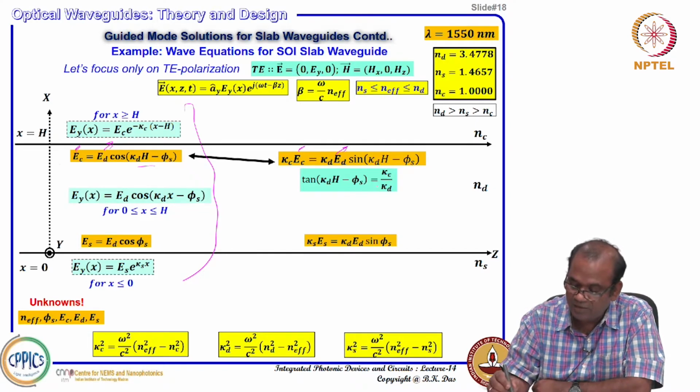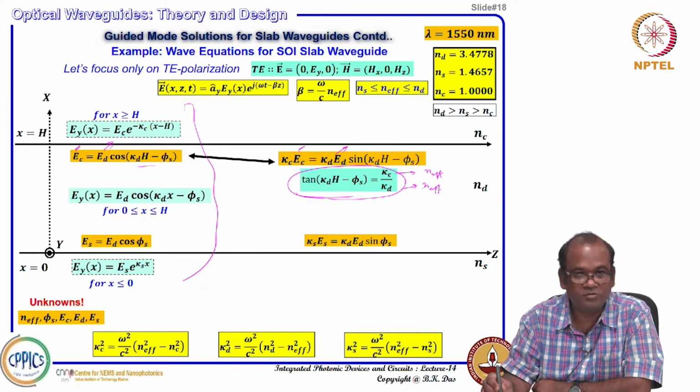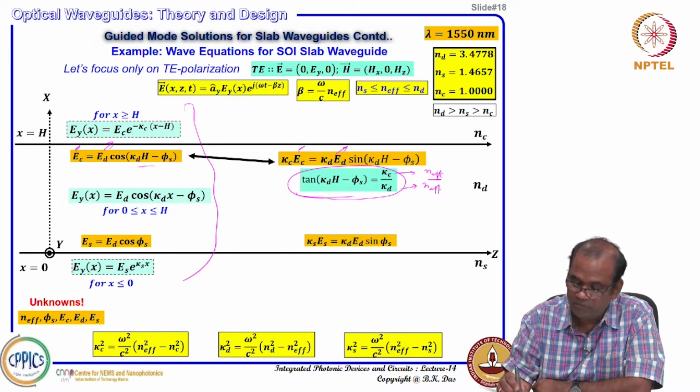Okay. Then that means I can have a relationship between phi s and kappa C, kappa D. In both cases n effective is unknown, here also n effective is unknown. That means in this equation I have 2 unknowns. So, if I want to solve for n effective and phi s, the 2 unknowns are phi s and n effective.